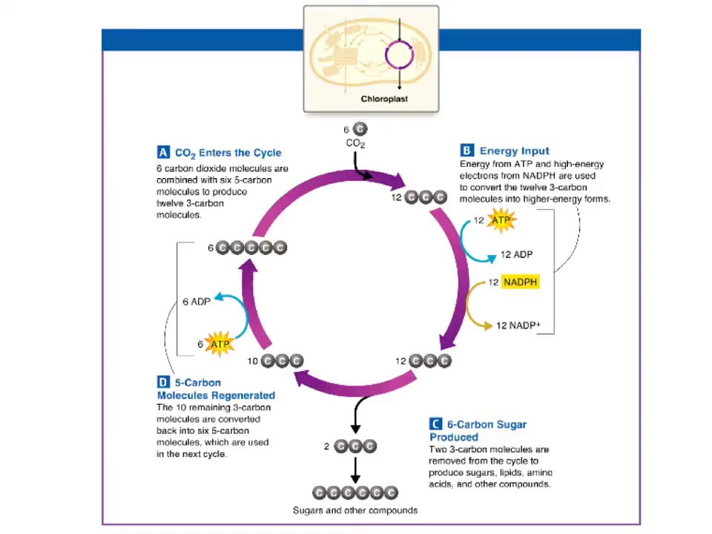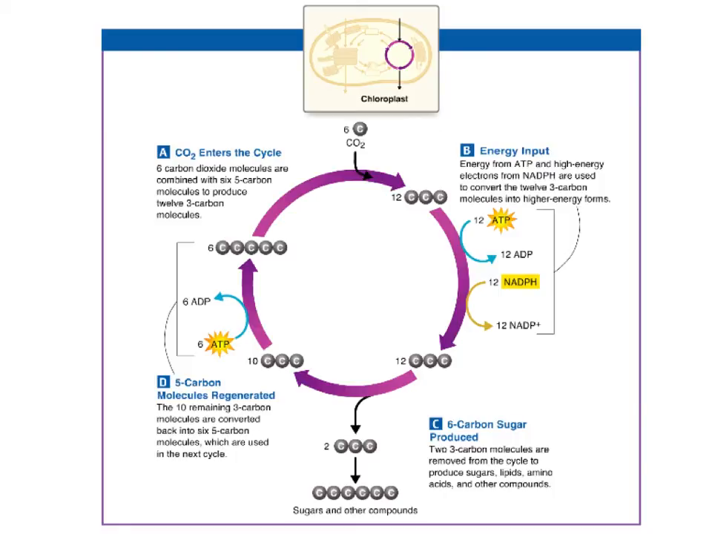We have 6 CO2s entering, okay, the reaction here. Okay, so what we have is we take the 6 5-carbon molecules that are already in there, and we mix them together with the 6 CO2s we bring in, so that gives us 36 carbons, and then we make 12 3-carbon molecules we rearranged.